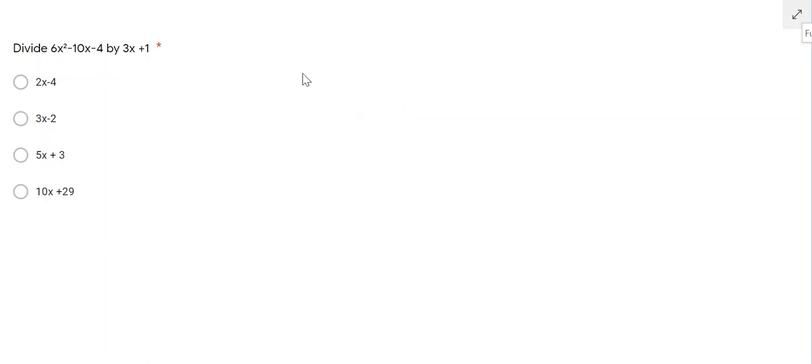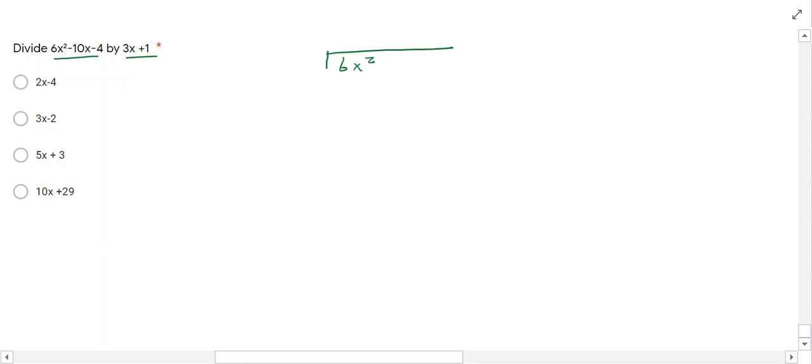Okay, so in this question, what you've been asked to do is, again, algebra long division. So you divide the shorter expression into the longer expression, or the bigger expression. So you write it like this: 6x squared minus 10x minus 4, and then divide that by 3x plus 1.